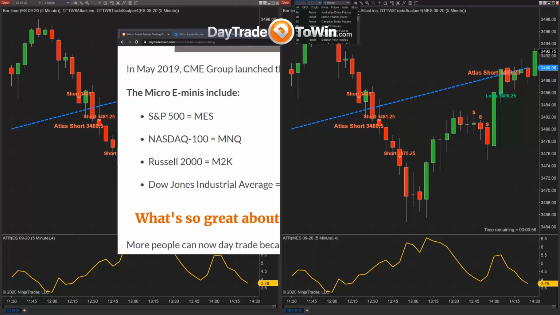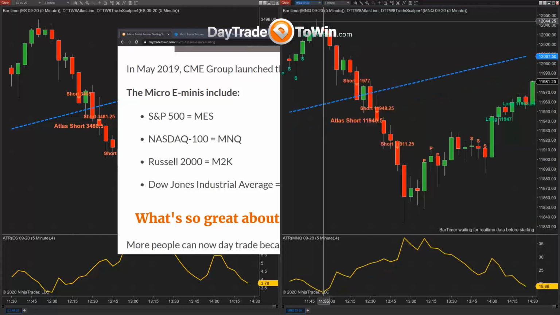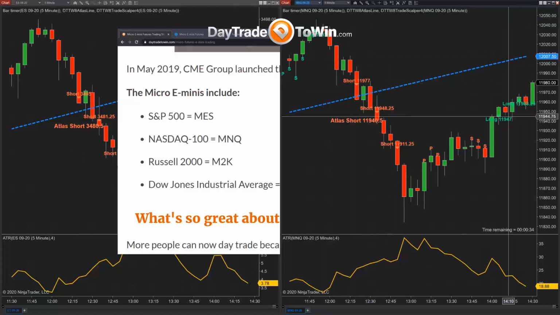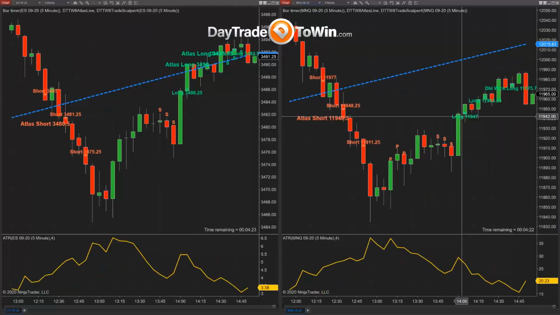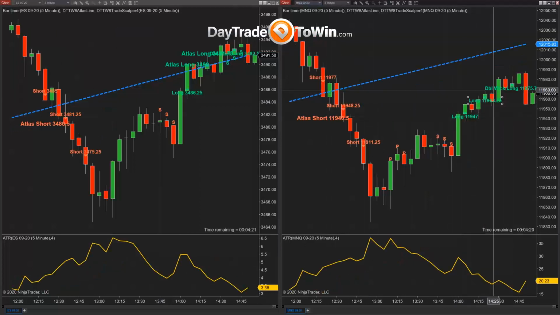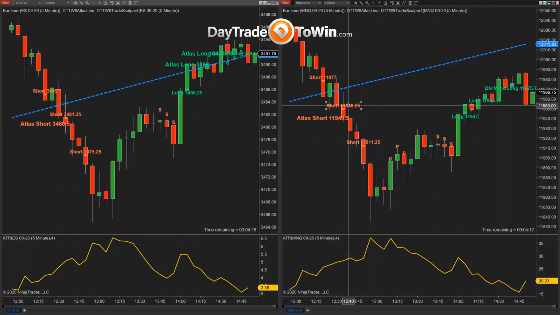I had MES selected on this chart, as you recall, but for example, if we want to look at the NASDAQ 100, we would type in MNQ, and sure enough, there it is. It's MNQ Future Micro E-mini NASDAQ Futures. Click on that, and because we have real-time data loading up, we need to wait for a moment, and then we can see the signals and the real-time data. Those are some pretty nice looking signals, by the way, with the trade scalper providing these long and double wick long signals and the Atlas line providing this main short signal here.